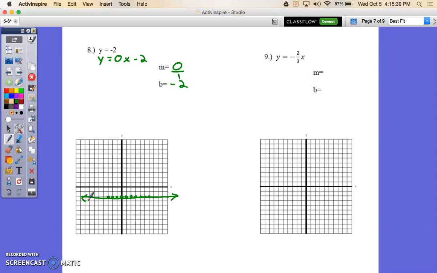Now over here in number 9, what might help some of you is putting a plus 0 in there. So let's take your y-intercept of 0. Let's go down 2, run 3, go down 2, run 3, and so on, and then draw your line this way. Notice the direction the line is sloping: from top left down to bottom right. This is an example of a negative slope. So we have a slope of negative 2/3 and a y-intercept of 0.